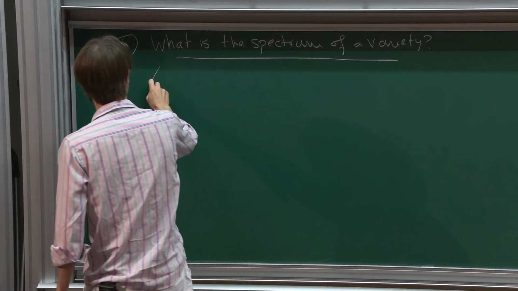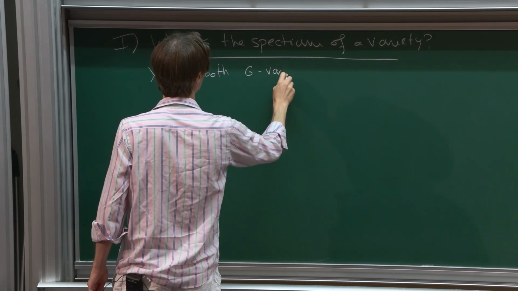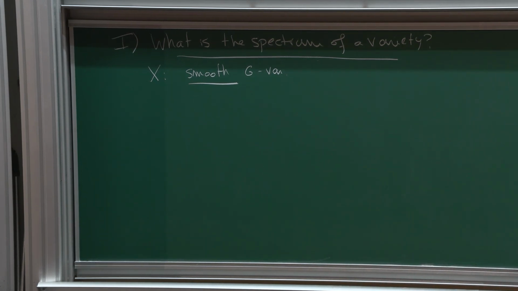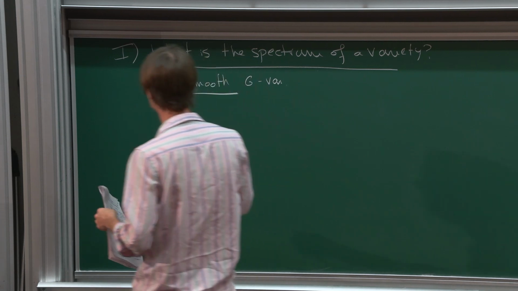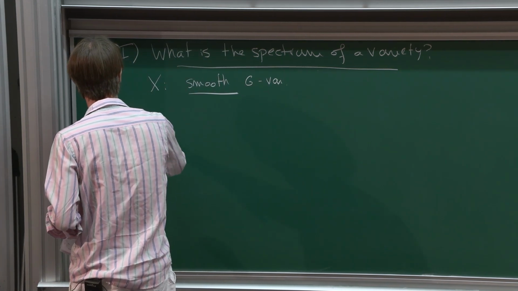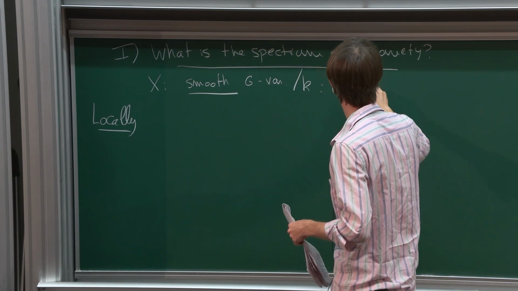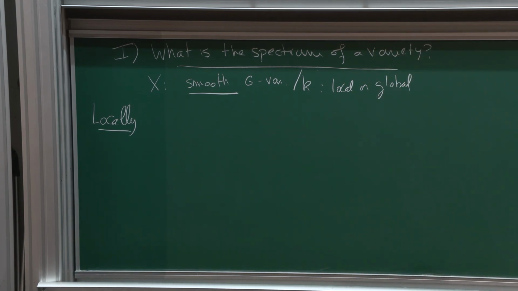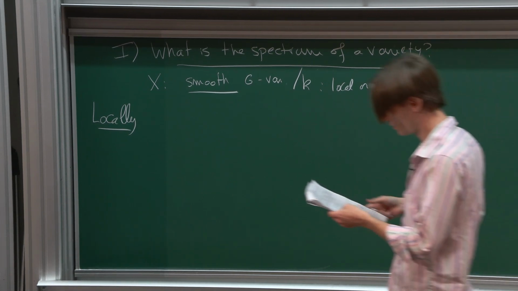So the setting will be here: X is a smooth G-variety. Smooth will be very convenient for me. Also, the singular case is also important, but you will hear about it in two weeks in Yiannis' lectures. And again, there are two aspects. It's over a field K, which is either local or global. So either we would like to define a spectrum for X over K local or over K global. So let me first deal with the local case.